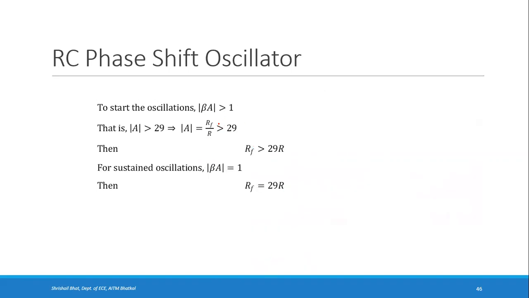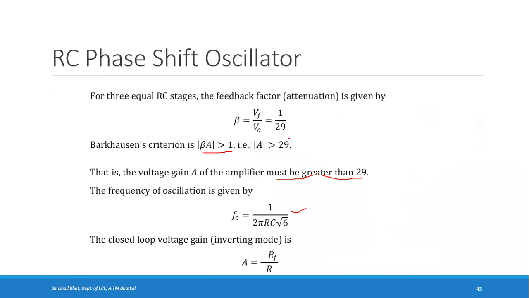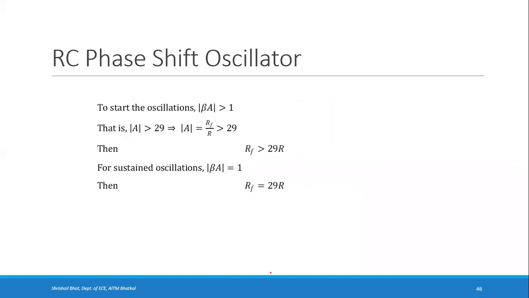To start the oscillations, beta A is greater than 1. That means we have said that A should be greater than 29, right? Gain should be greater than 29. So the gain, magnitude of the gain should be greater than 29. Magnitude in the sense RF by R. This RF by R should be greater than 29. If RF by R is greater than 29, this means RF is greater than 29 times of R. So this is another consideration we need to take while designing RC phase shift oscillator. The feedback resistance should be greater than 29 times of the R. Okay, to start the oscillation.